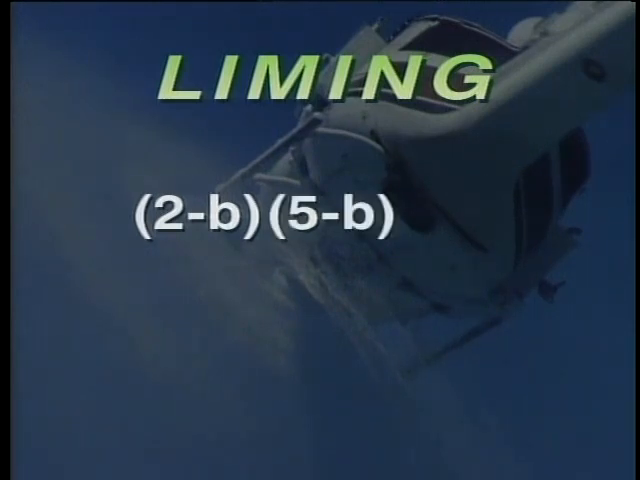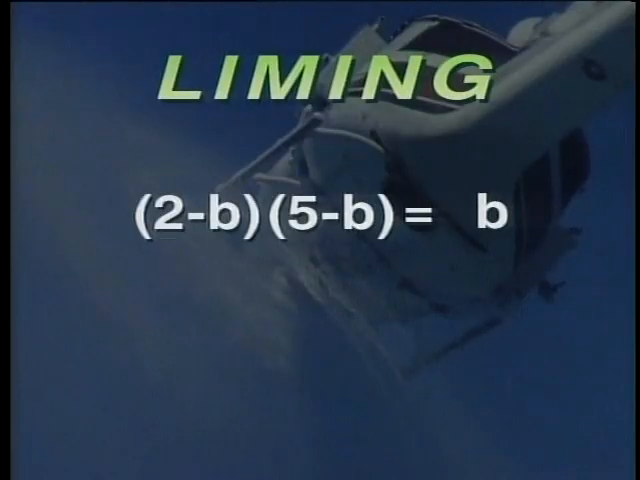According to the rules of chemistry, the amount of acid at the end of the reaction, 2 minus B, times the amount of lime at the end of the reaction, 5 minus B, equals the final amount of bicarbonate, B. Well, almost. As I said, our reaction is not very efficient. Not all the reactants react. So to account for this, we need to divide the product of the reactants by a constant K. In this case, let's say our constant is 4.